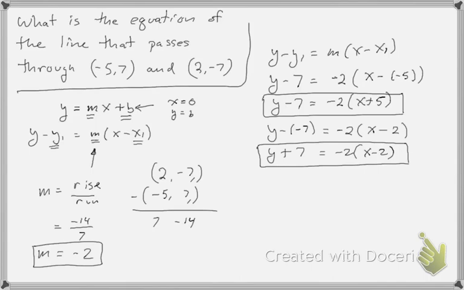And if I really wanted to right now, I could put this into the slope-intercept form. To do that, I'm going to take just the second equation, and I will distribute the -2 on the right-hand side to give -2x plus 4, and then I'll subtract 7 from both sides. Y will be -2x, plus 4, subtract 7 is -3.